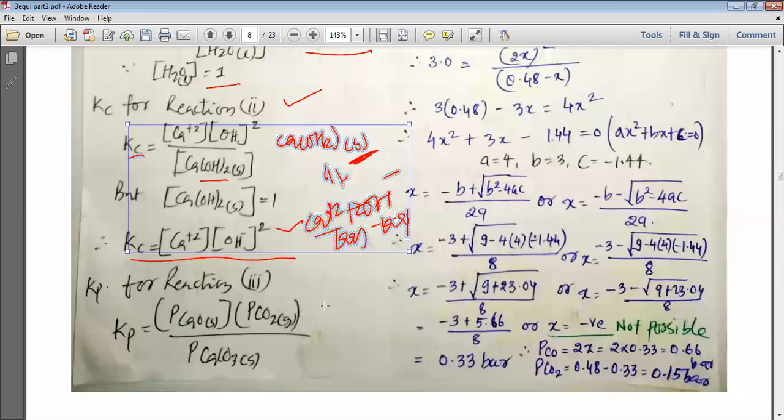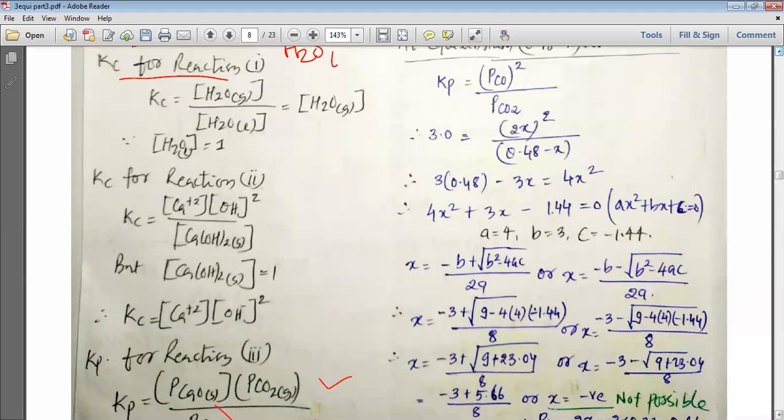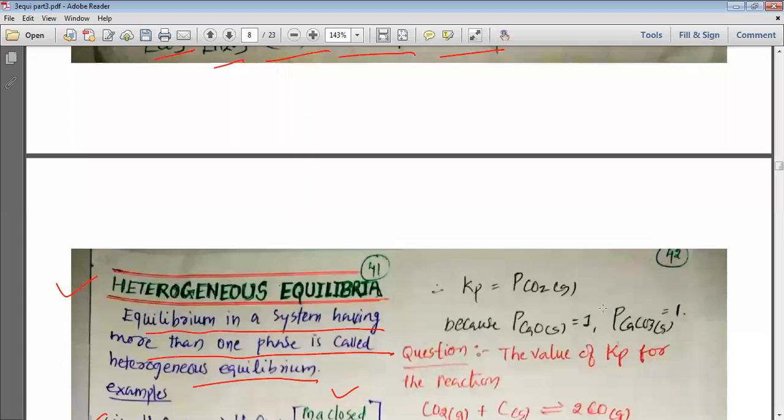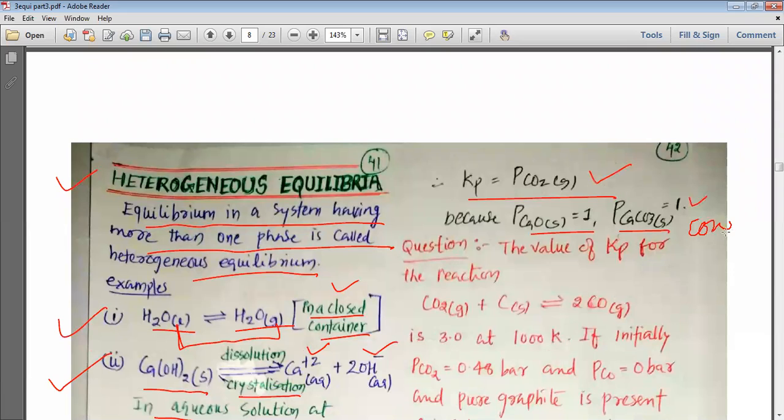Same way we can write Kp even for this. So for Kp we write the partial pressure of CaO solid into the partial pressure of CO2 gas divided by the partial pressure of CaCO3 solid. But the partial pressure of a solid is almost unity or constant, and that is why we can write Kp is equal to just the partial pressure of CO2. So ultimately Kp is equal to the partial pressure of CO2, because the partial pressures of CaCO3 and CaO are considered unity, or constant, and do not change.